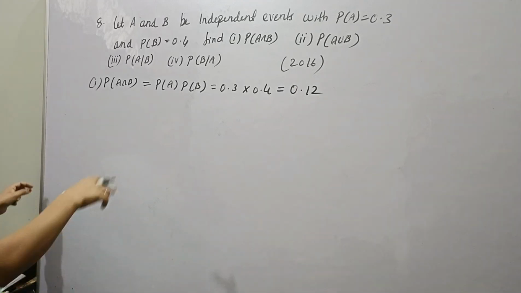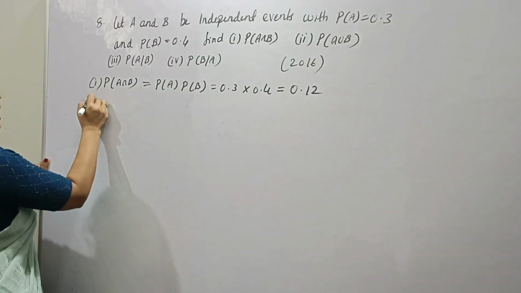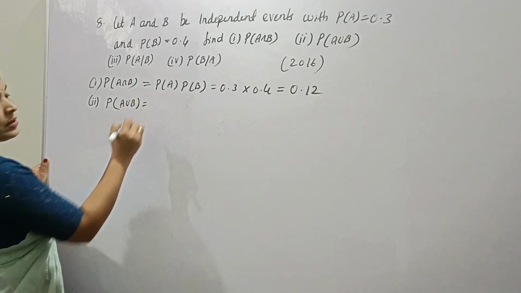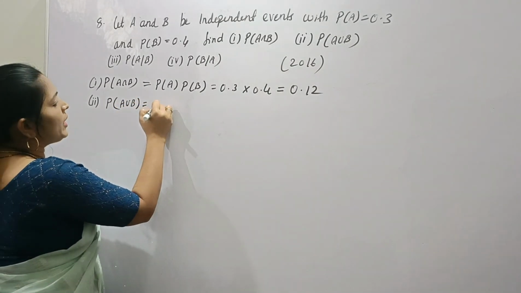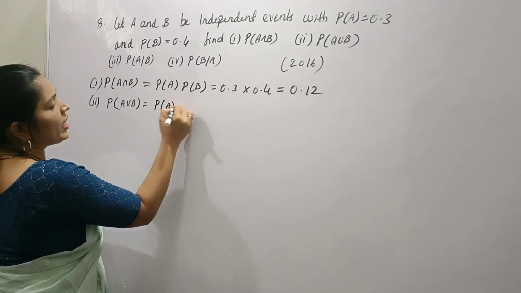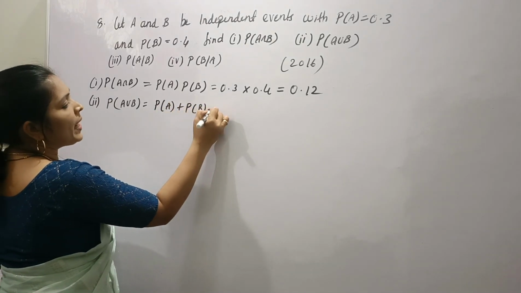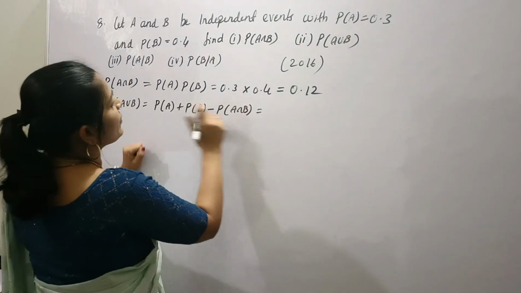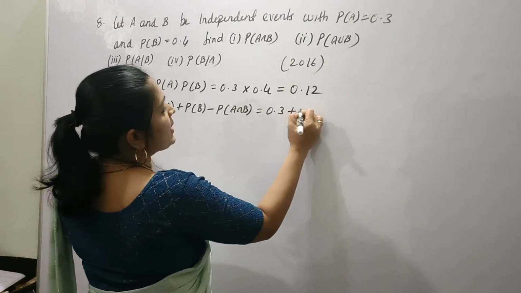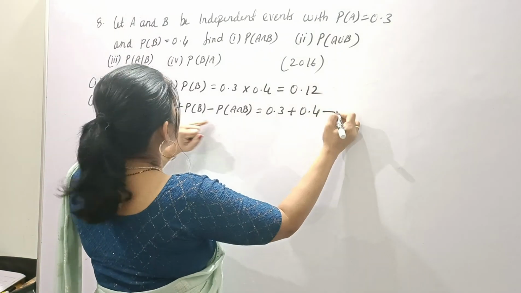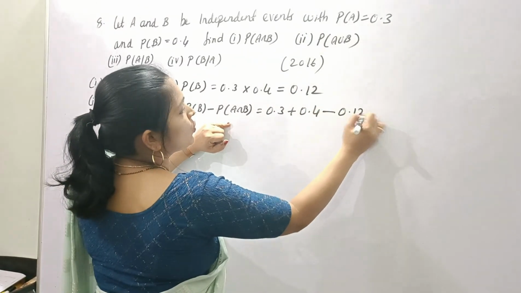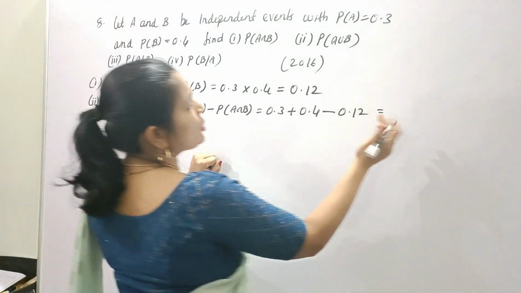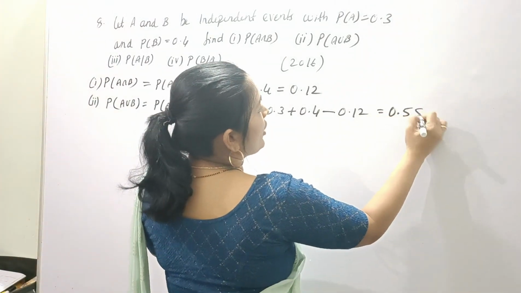Next, second one, we have to find probability of A union B. The formula is probability of A plus probability of B minus probability of A intersection B. That is equal to 0.3 plus 0.4 minus 0.12. That is equal to 0.7 minus 0.12, that is 0.58.